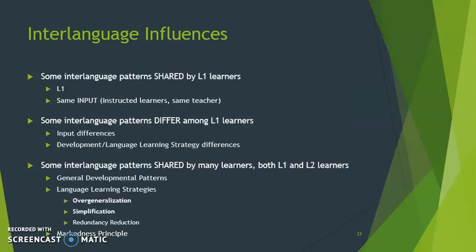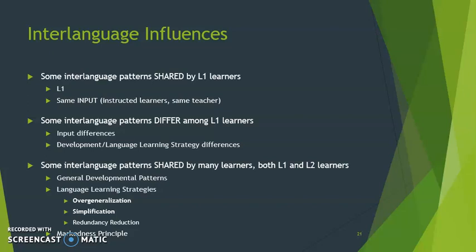So, lots of things that we reviewed. If an interlanguage pattern is shared by learners who share the same L1, it could be L1 influence, but we want to consider the relationship between that structure in the L1 and the L2, because some relationships are easier and some relationships are more difficult. We also could consider input. This is especially for instructed learners, maybe with the same teacher.